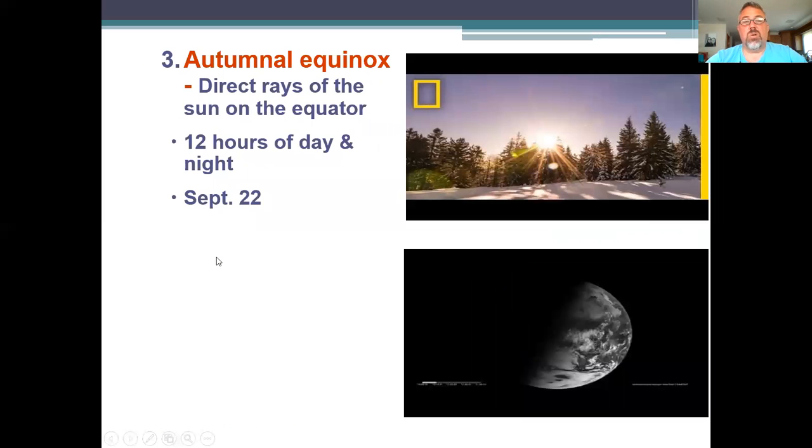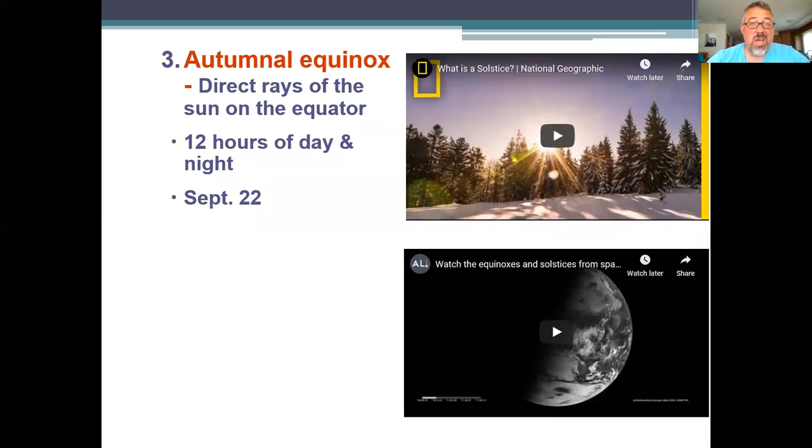Okay, so we got summer, we got winter. Well, in between, we have equinoxes. And so autumnal, you can call it fall if you please, but I like autumn. Autumnal equinox, that was my little Barney rendition for those of you who grew up on Barney. The rays are directly striking the equator at 12 noon around September 22nd.